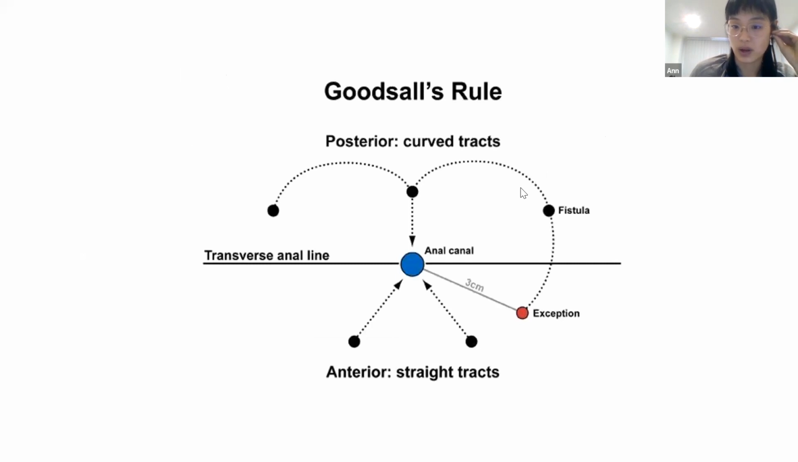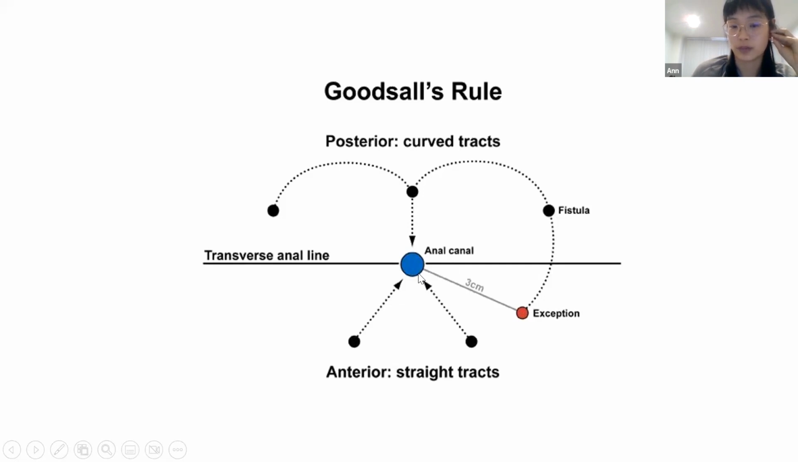Another good thing to be aware of is this thing called Goodsall's rule. So basically what it means is that if this blue circle here is the anus as it appears with the patient lying on their back, with the back up this side where the posterior tracts are.